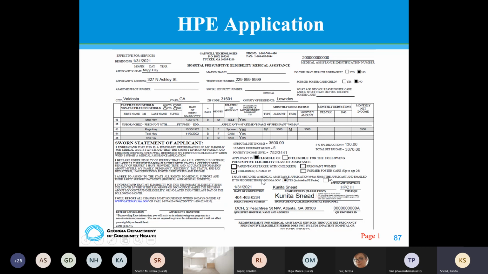And then right here, it says, I have obtained a medical assistance application, the 94A, from the applicant, and emailed it to the PE correction box. If they did want to complete the 94A, you check yes. If they decline to complete the 94A, check no, and then they need to put their initials here. If they said yes here, we should not see any initials here. The initials are if they decline the 94A.